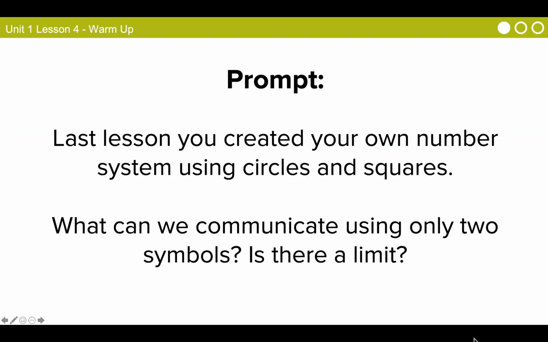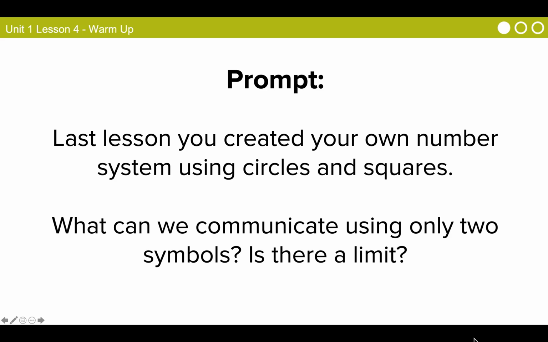So, warm up for today. If you remember back to last lesson, you created your own number system using circles and squares. What can we communicate using only two symbols, and is there a limit? Think about that for a second. So what can we communicate using only two symbols?